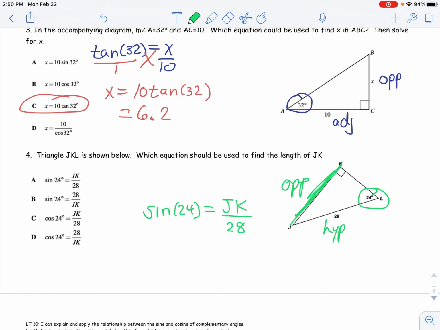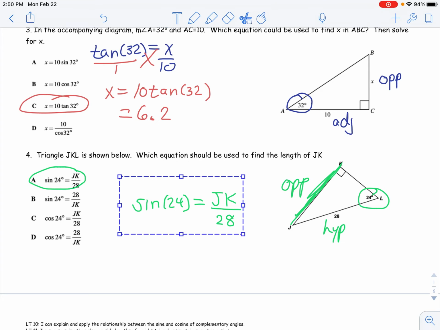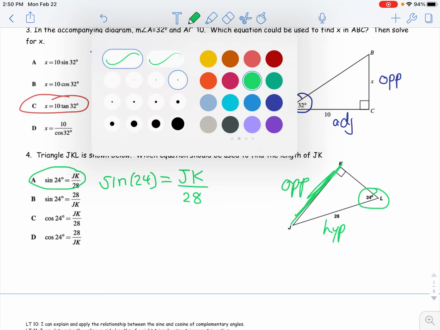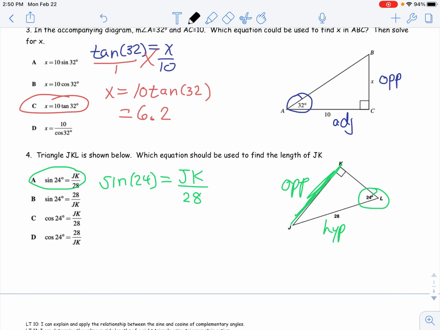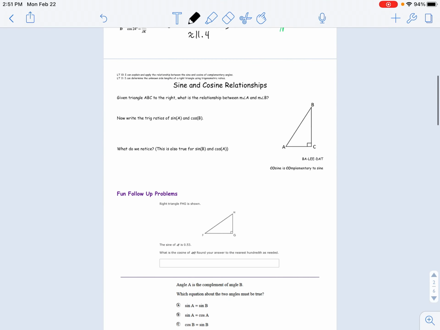So in this case right here, it's that right there. All right, this is just ensuring that we're setting up the equation correctly. Now for fun, let's cross multiply and solve. You're going to get JK equals 28 times sine 24, which spits out 11.4. That's it. All right, stay tuned for more.